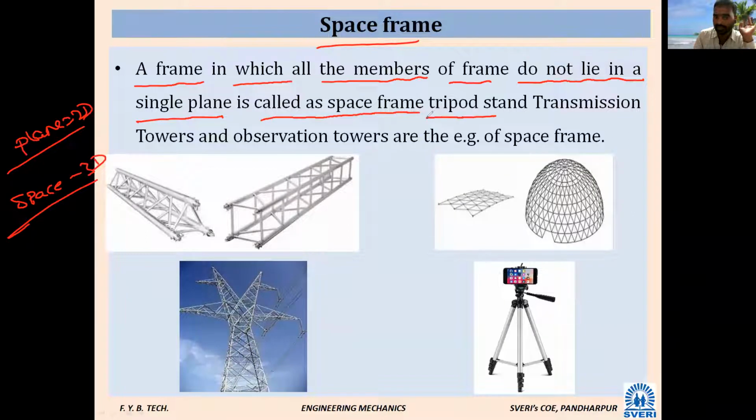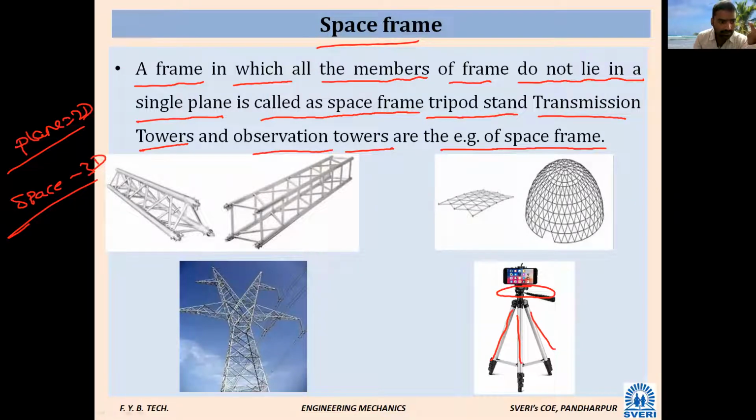Examples: tripod stand, transmission tower, observation towers are examples of space frames. See, this is a tripod. When you come to the surveying chapter in your basic civil, and also when you go for higher study in civil engineering, there is a tripod. Over this, the machine is established or mounted. This is an example of the three-dimensional. See, there are three legs. Is it possible to denote it in two dimensions? No.